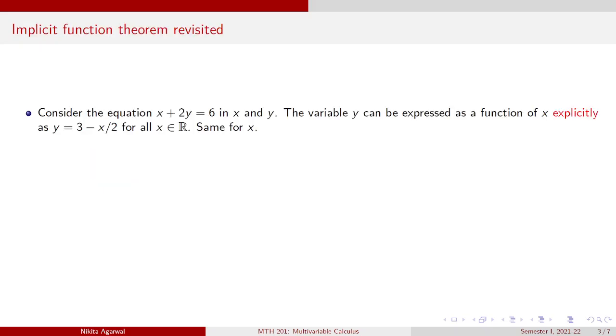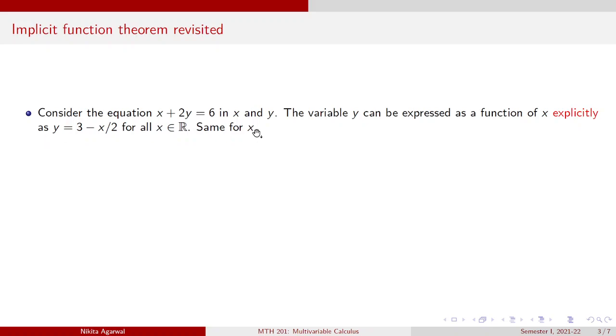So let us recall the motivation behind this implicit function theorem. Consider the equation x plus 2y equal to 6 in x and y. So this is a line in the xy plane, right? And what is it in R3? If you have three coordinates, it is a plane, right?